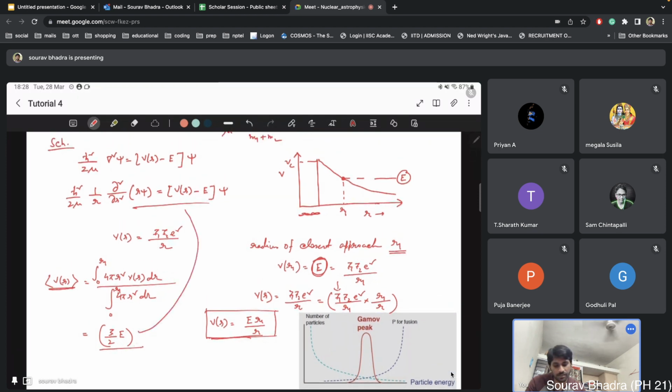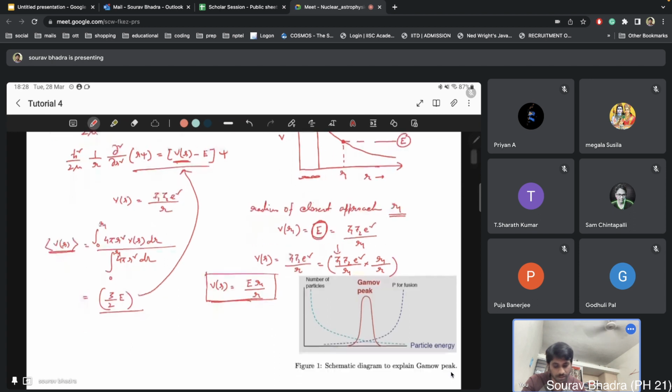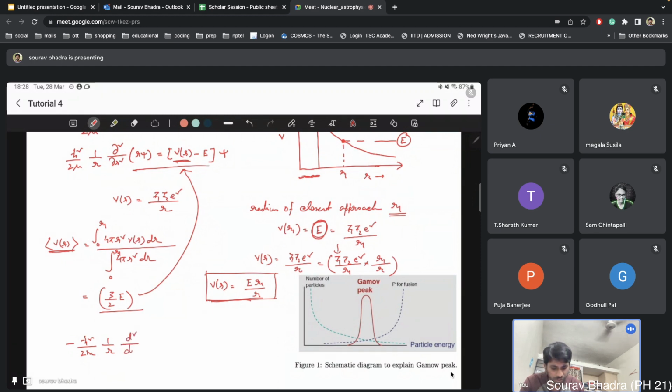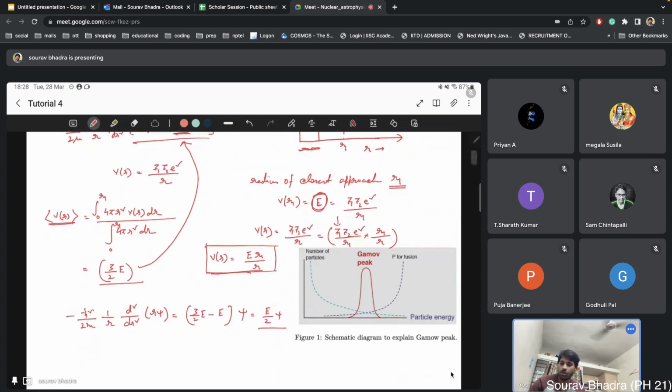Now we will just put this 3 by 2 E in the place of V(r) in the Schrodinger equation we have already written. So here, minus h square by 2m, 1 by r, and here I am only writing the radial part, because all the other coordinates are not here. So 3 by 2 E, I have just replaced, minus E psi, that will give you E by 2 psi on the right hand side. Okay, so now you have to solve this equation.